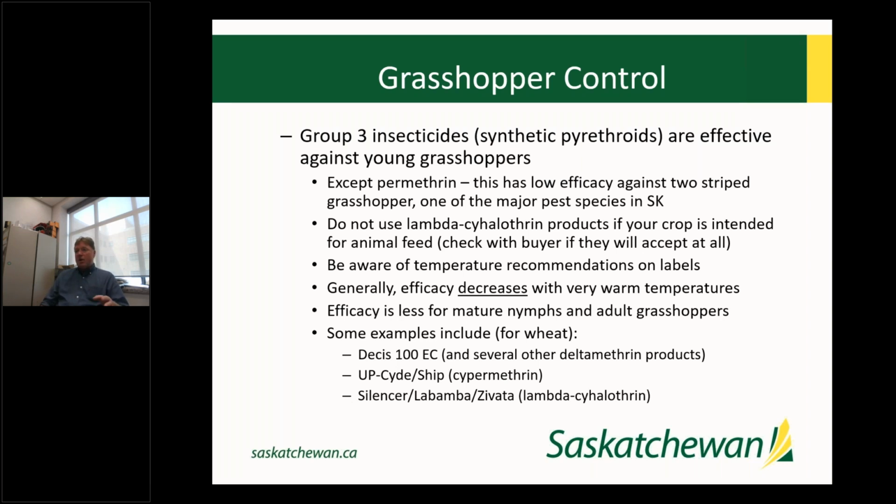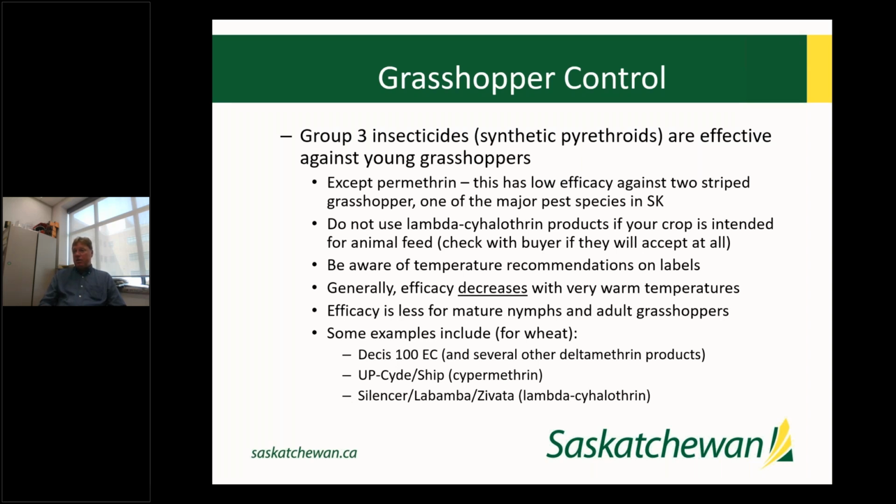But in the case of permethrin, these simply do not work very well on grasshoppers, even young ones. Or at least two-striped grasshopper, that's our primary pest. So you may want to steer clear of that one. There's a reason it's not registered for grasshoppers. Be aware of temperature recommendations with group 3 insecticides, especially deltamethrin products like Decis.